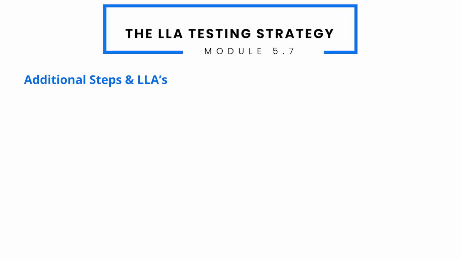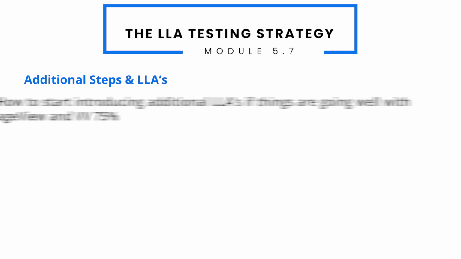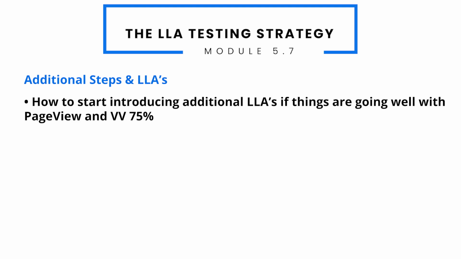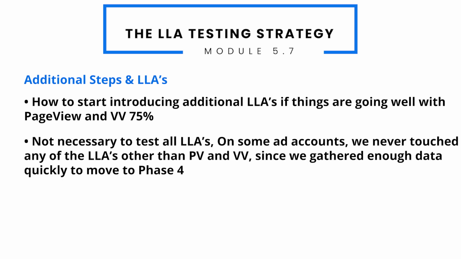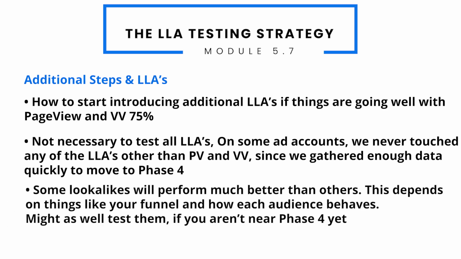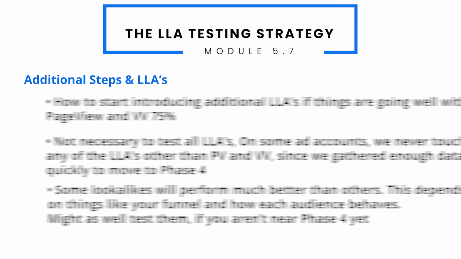Now, before I wrap up this module, I wanted to briefly talk about how to start introducing additional lookalike audiences if things are going well with page view and video view 75%. Technically, it's not even necessary that you have to test and use all of your lookalikes. On some ad accounts, we never touched any of the lookalikes other than page view and video view, since we were able to quickly gather enough data to move on to phase 4. But in many cases, you'll find that some lookalikes will perform better than others. This will of course depend on things like your funnel and how each audience behaves, so you may as well test them if you're not finding yourself arriving at phase 4 anytime soon.